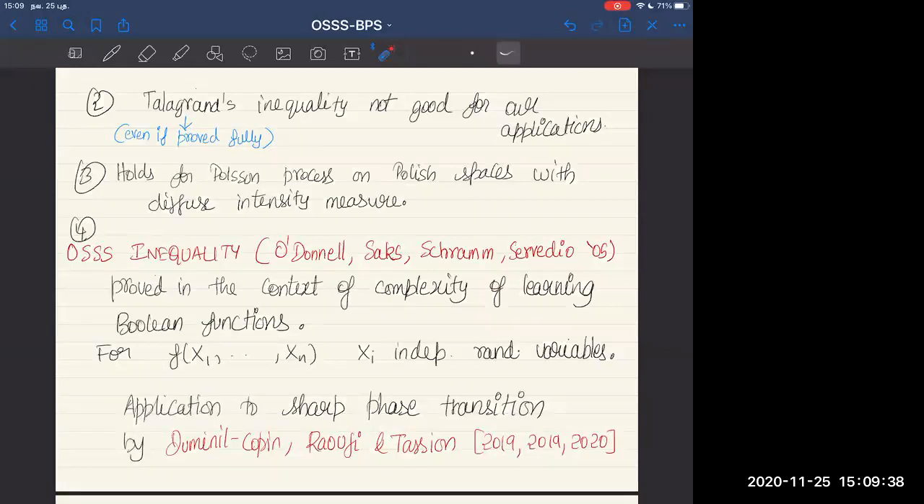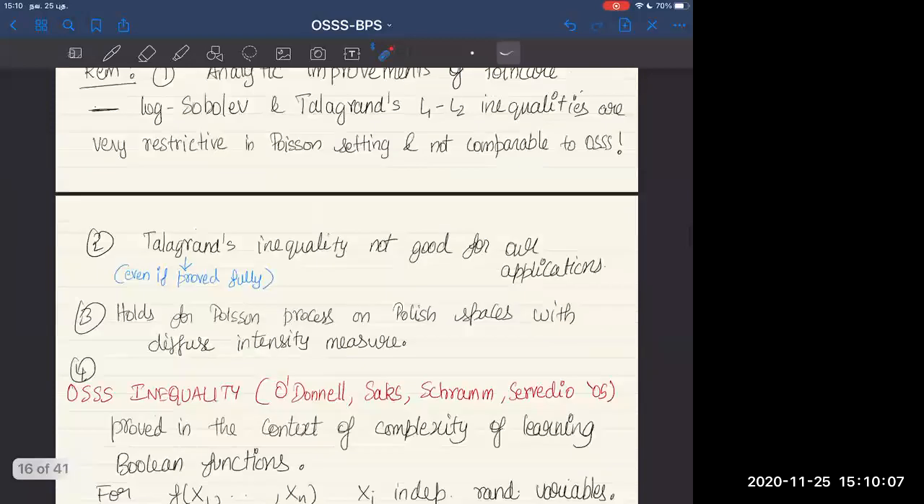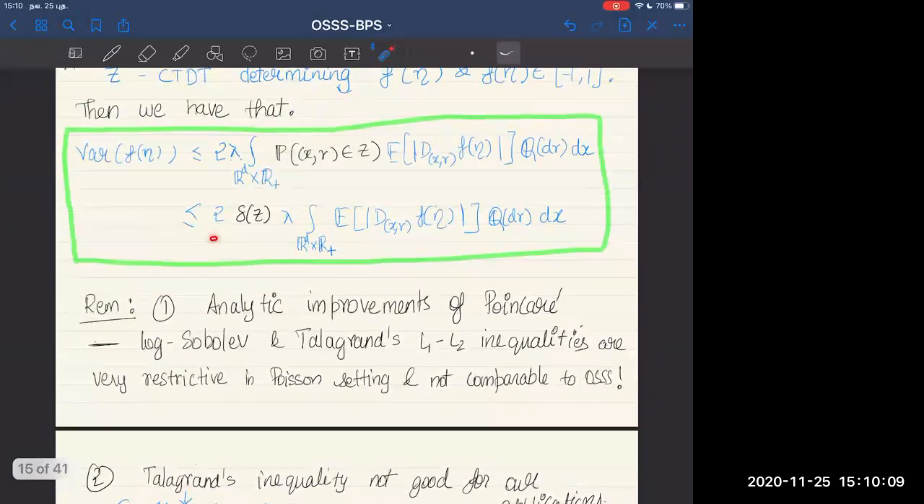So the OSSS inequality was originally proven for independent random variables, where x1 to xn are independent random variables. You look at the variance of this, and you have an algorithm exploring the random variables. We have replaced the algorithm by a stopping set. In the discrete scenario, you have an algorithm exploring the random variables one by one. In the continuum, we have a stopping set. Again, the important part is this inequality.